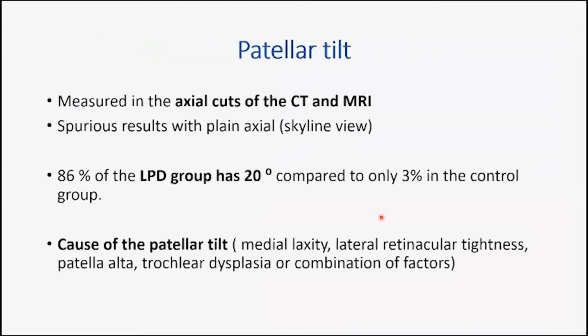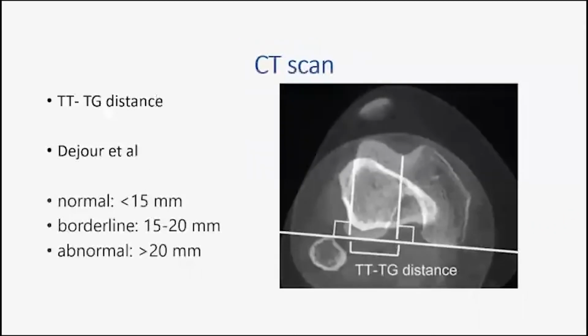Patellar tilt is measured in the axial cuts of the CT and the MRI, and false results occur in the plain X-ray due to the degree of knee flexion we have. And it is an important risk factor in many patients with recurrent patellar dislocation. And it occurs due to medial laxity, lateral retinacular tightness, patella alta, trochlear dysplasia, or combination of these factors.